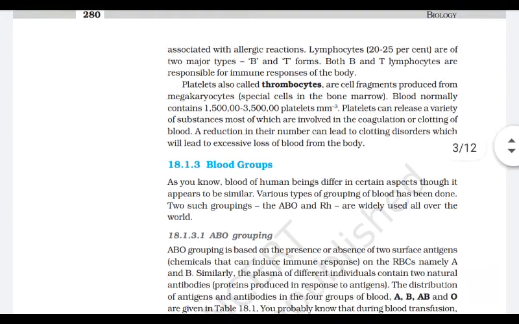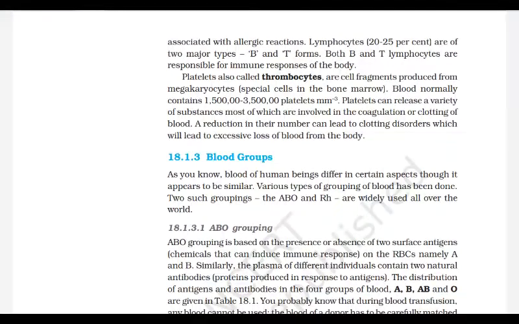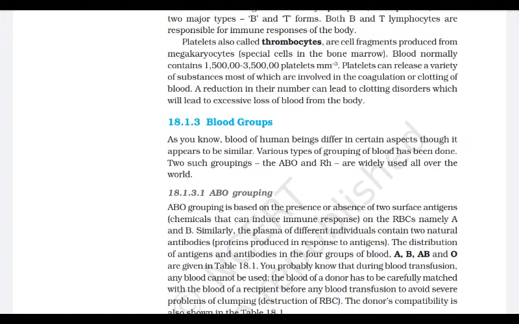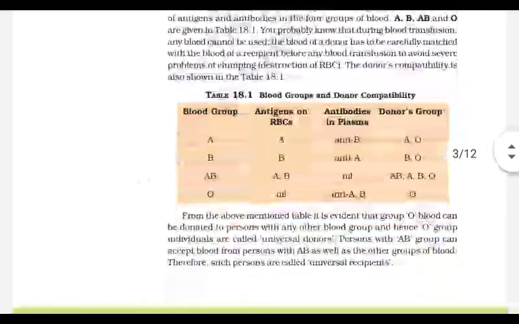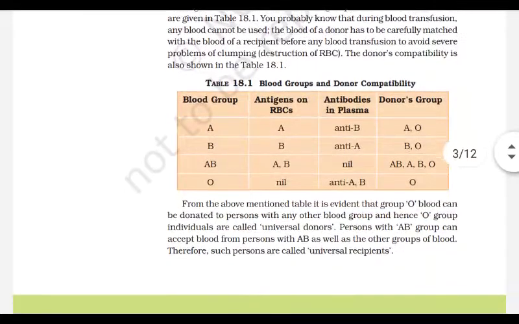Platelets, also known as thrombocytes, are not cells; they are cell fragments produced by specialized cells known as megakaryocytes in the bone marrow. We have 1.5 to 3 lakh platelets per mm cube. They are involved in the coagulation and clotting of the blood. If the platelet count is reduced, for example in dengue, there is excessive loss of blood from the body.